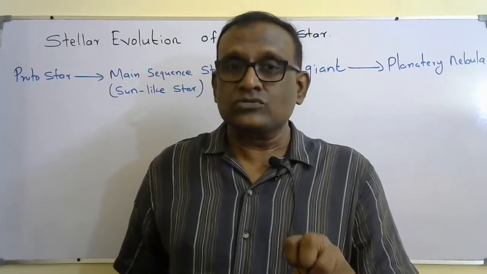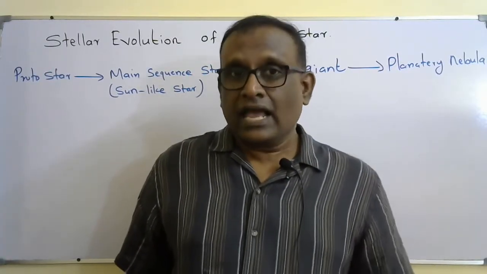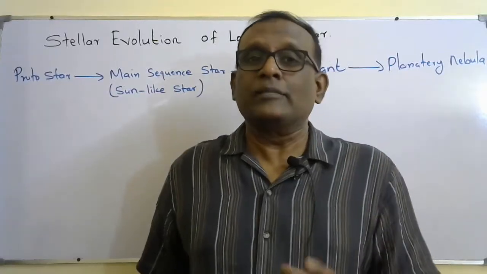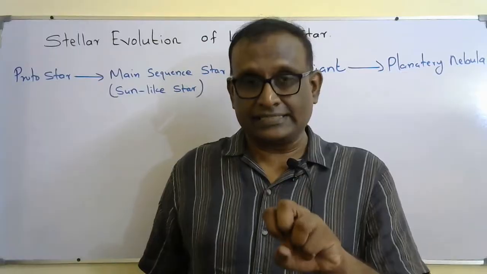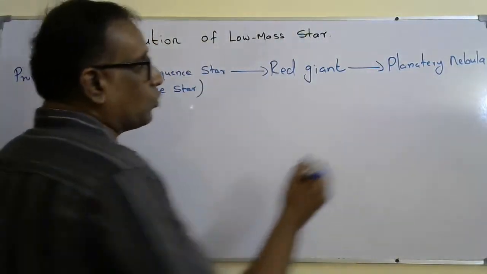So when it shrinks, what happens? The temperature will increase and it will become white in color. So it will become white, much smaller due to inward gravitational pressure. So that is called a white dwarf.